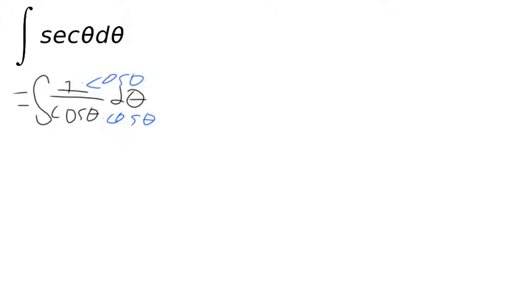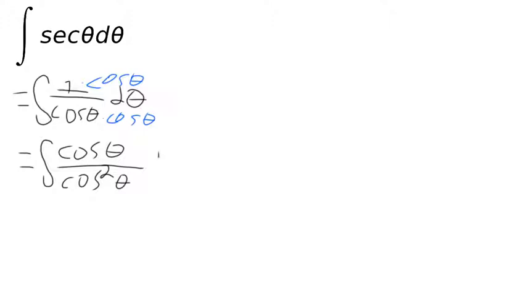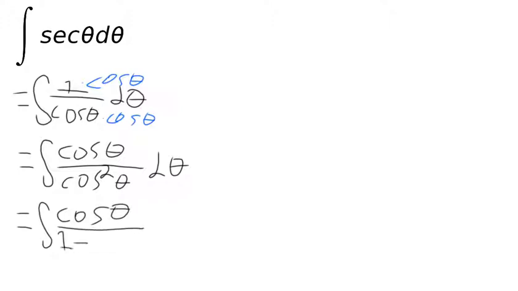And the reason I want to do this is because now on the bottom I will get cosine squared theta. And I can use an identity for that. So this is going to be cosine squared theta on the bottom right here. And I know cosine squared theta is the same as 1 minus sine squared theta. So I will write it like that. This is cosine theta over 1 minus sine squared theta, and then d theta.